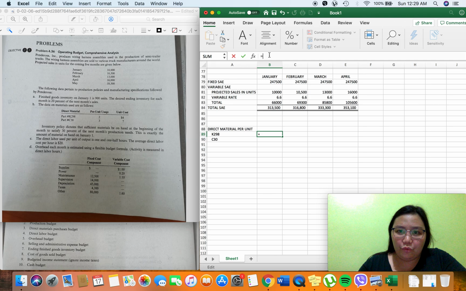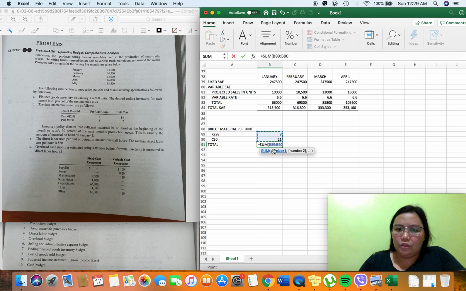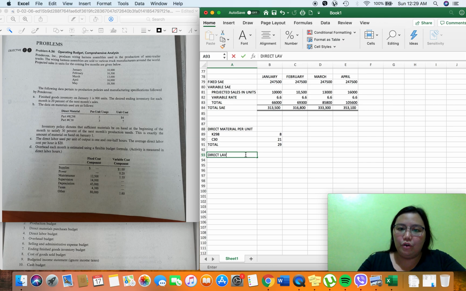For the direct material per unit, we need 2 units of K298 at 4 pesos each to produce 1 unit of finished goods, and then we need 3 units of part C30 at 7 pesos each to produce 1 unit of finished goods. So the total direct material per unit is equal to 29. Next, we go to our direct labor per unit of finished goods.